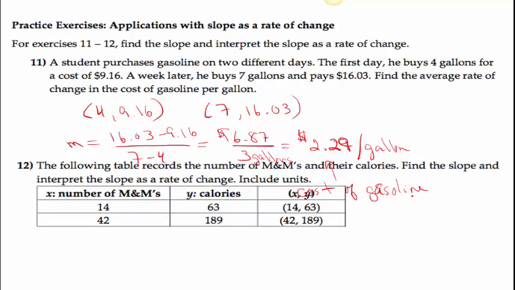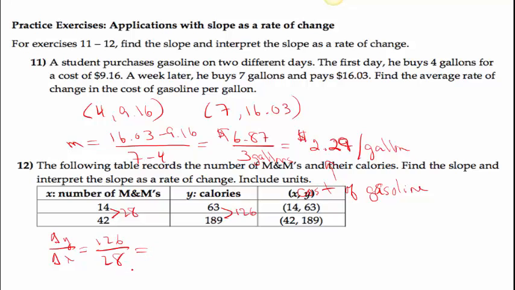And then a similar thing here, you're going to find out how many calories there are per M&M, right? Per piece of candy. So in this case, you can do your change in y over change in x. I always like to think when I have a table of change in y over change in x. So I'm going to say change in y over the change in x in this case. So 63 to 189, I went up by 126. And 14 to 42, I actually went up by 28. So I'm going to do 126 over 28.